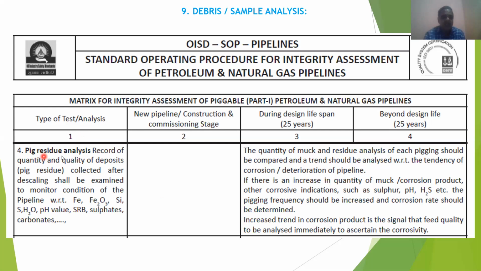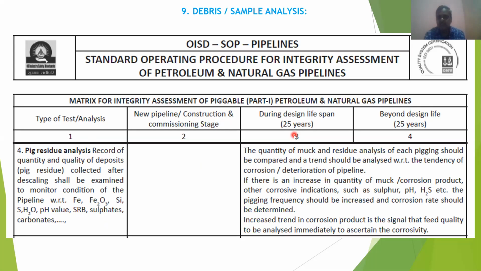Class number 4, pig residues analysis, record of quantity and quality of deposits. Pig residue collected after descaling shall be examined to monitor condition of the pipeline with respect to Fe, Fe2O3, Si, H2O, pH value, and SRB, sulfates, carbonates. These are the analysis to be carried out. New pipelines, it is not applicable.